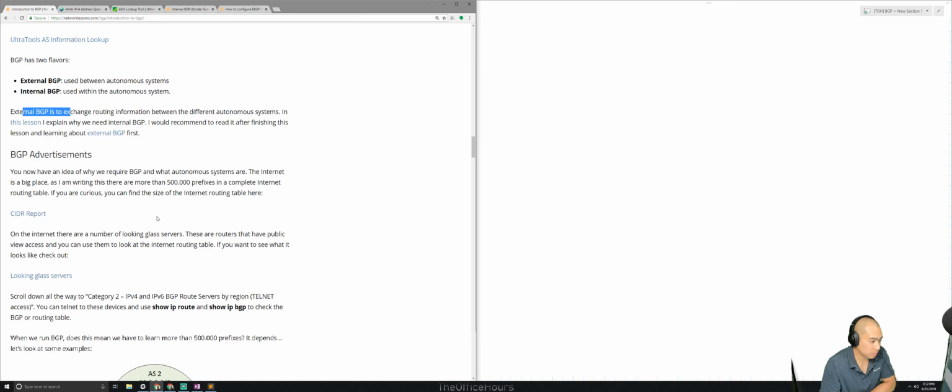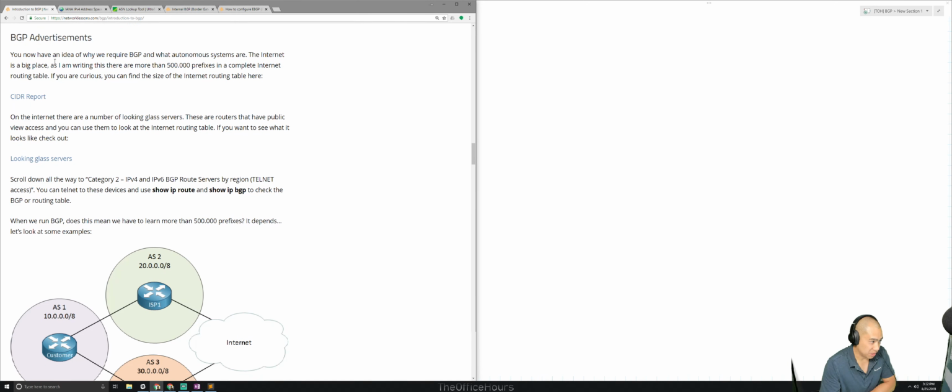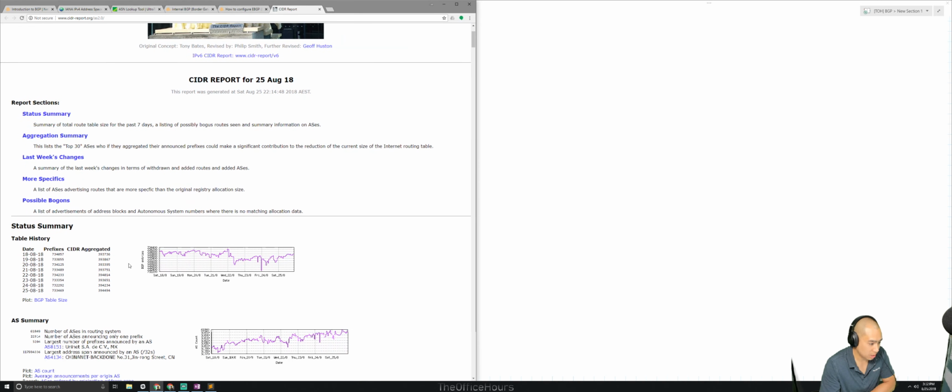All right. BGP advertisements. You have an idea of why we require BGP and what autonomous systems are. The internet is a big place. As I am writing to you, there are 500,000 prefixes in a complete internet routing table. If you are curious, you can find the size of an internet routing table here. I would say currently there is 734K, and if you aggregate that down, you get about this much.